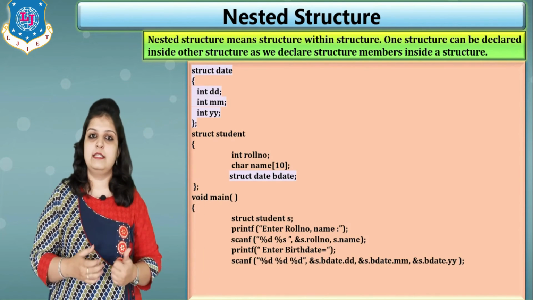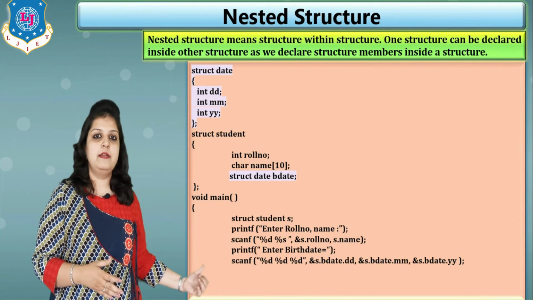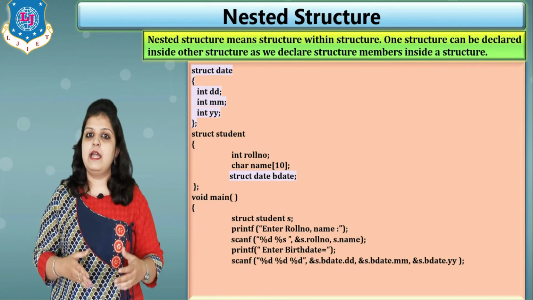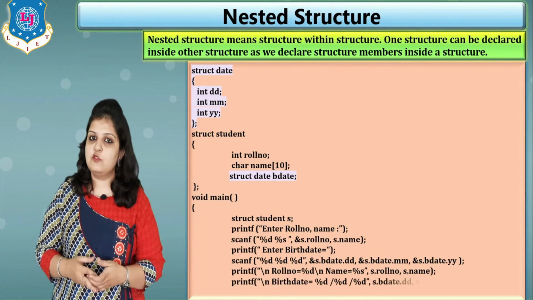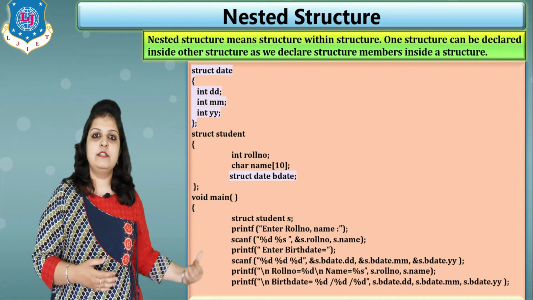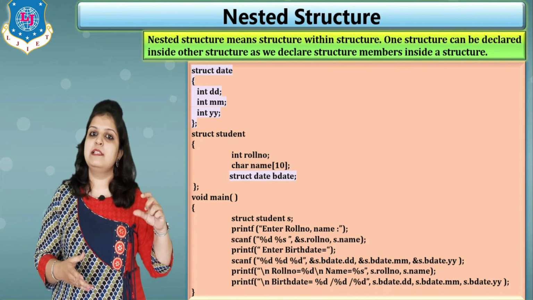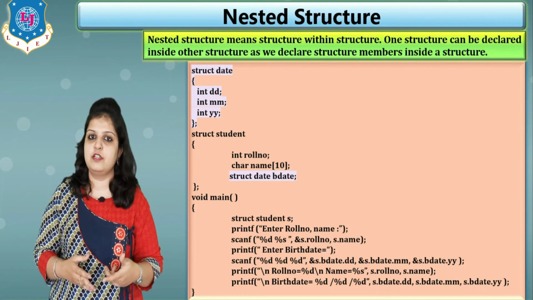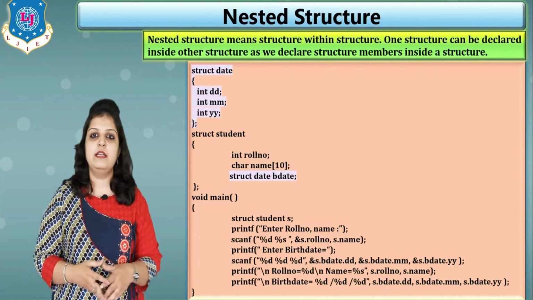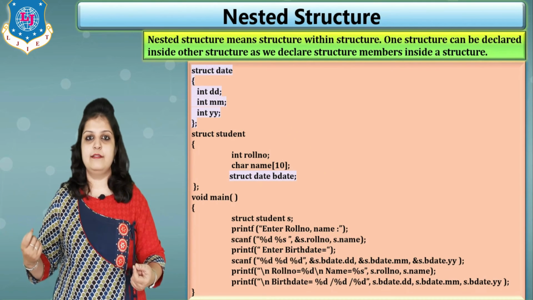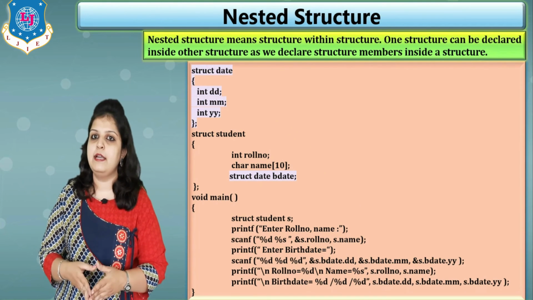And for printing, in the same way, first printf roll number is equal to %d, then name, and these two members we can directly access as s dot roll number and s dot name because these two members are in the student structure. And for the birth date again you have to write s dot bdate dot dd, and the same way for month and year.